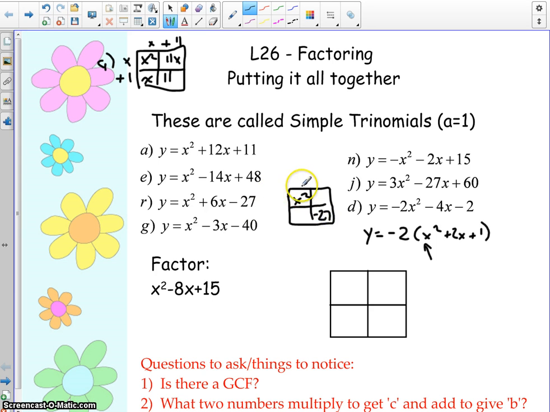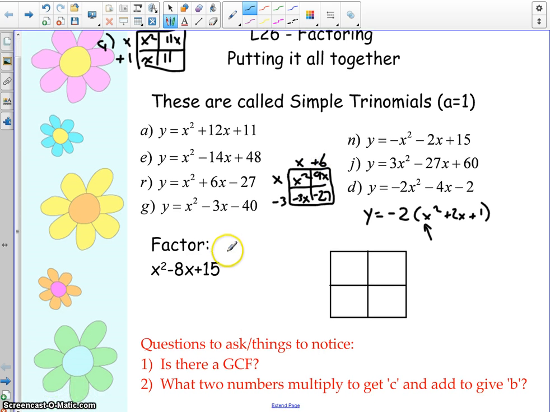What makes this nice and simple is that for your x squared, there's only x and x that can work on the outside of the array. So here we're looking for two numbers that multiply to -27 and add to 6. Those numbers are going to be 9 and -3. So we get 9x minus 3x, which gives us x minus 3, x plus 9.